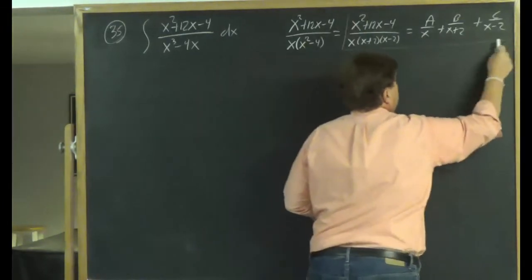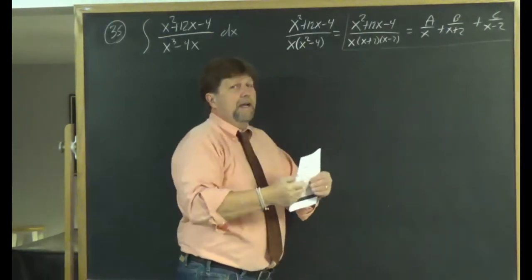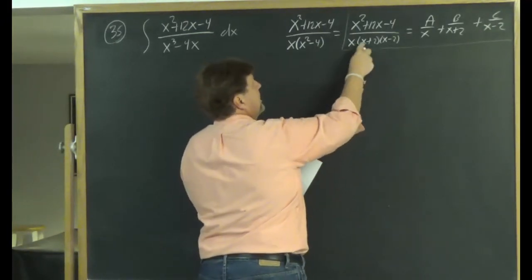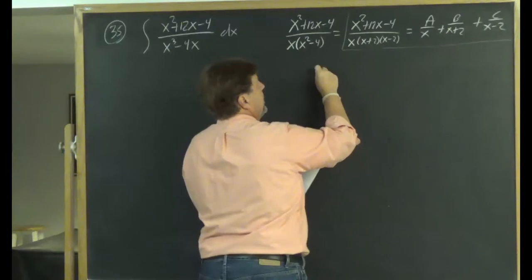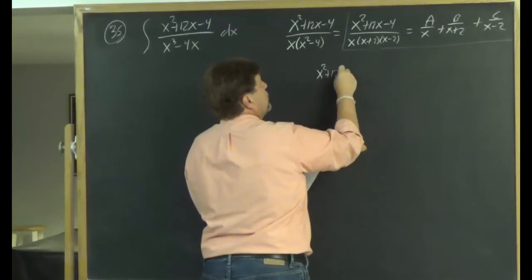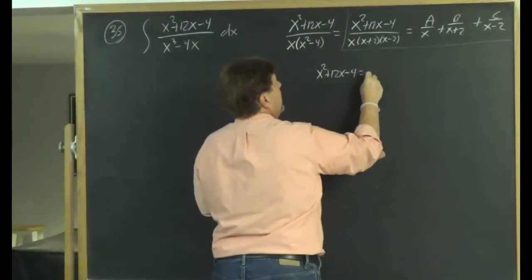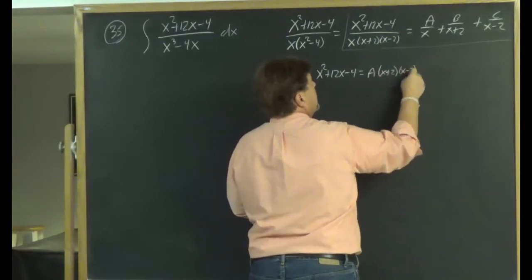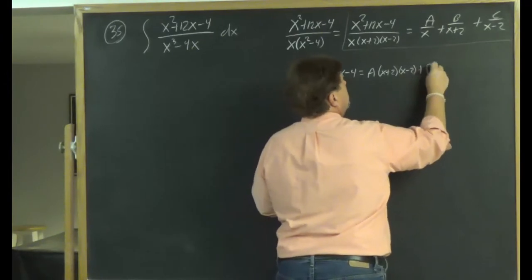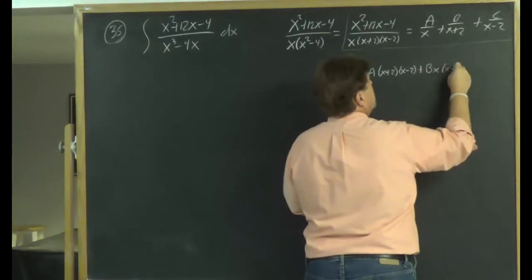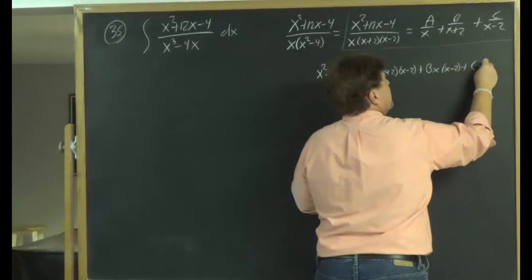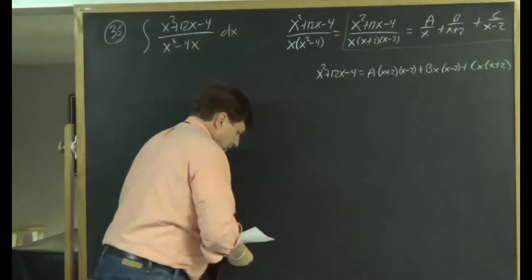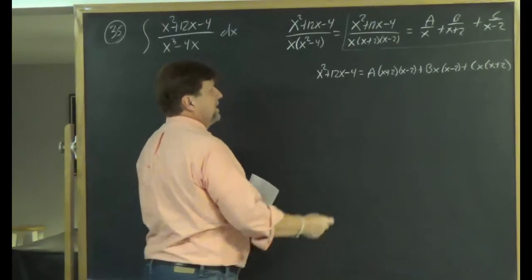So, you know the drill. Multiply both sides by the least common denominator. That's the least common denominator. So when I do that, I get x squared plus 12x minus 4 equals A times x plus 2 times x minus 2 plus Bx times x minus 2 plus Cx times x plus 2. So yeah, we have some convenient values of x that we can select here.